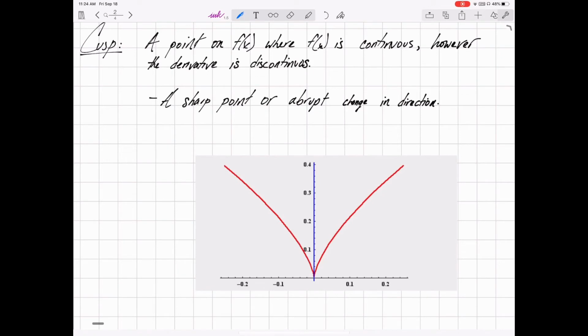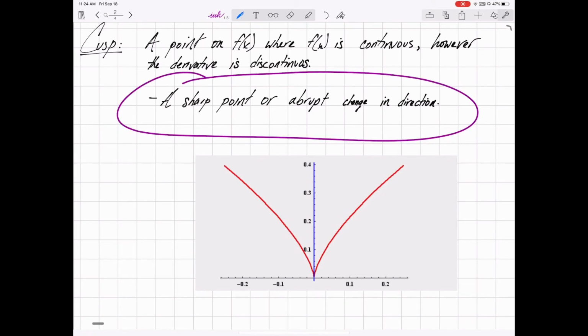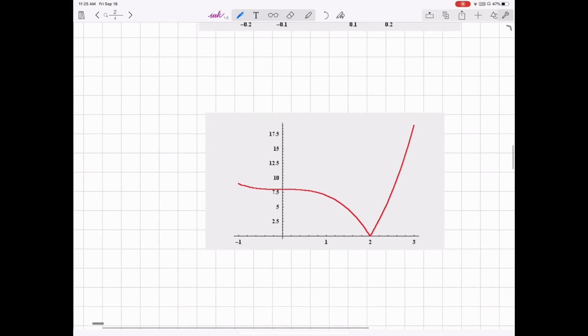A cusp is a point on a function where the function is continuous, however, the derivative is discontinuous. We'll talk about the derivative later, but that's what defines a cusp for us. Another way to look at this is it's a sharp point or abrupt change in direction. If you look at this function below, it comes to a point at x equals 0, therefore that's a cusp. We'll see this a lot in piecewise functions. Here's another one. One of the most common ones that we use is the absolute value function, which is a V shape, and has a cusp at x equals 0.